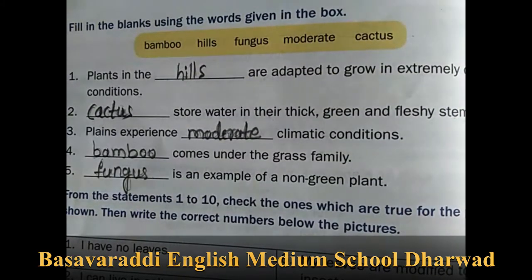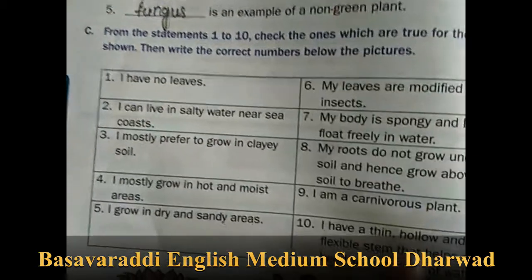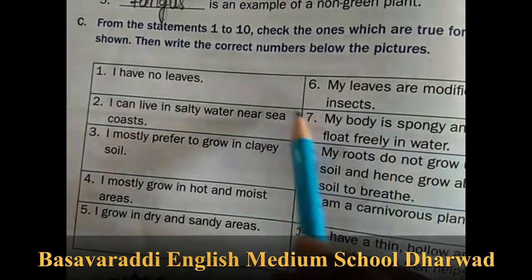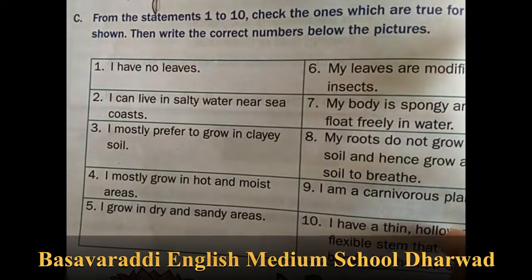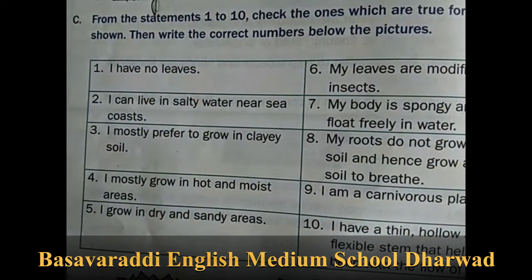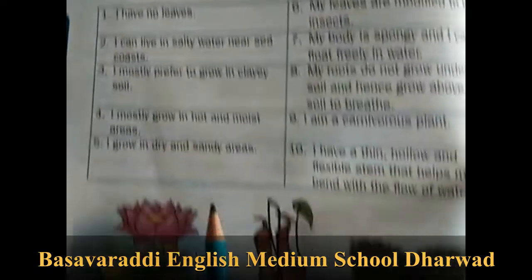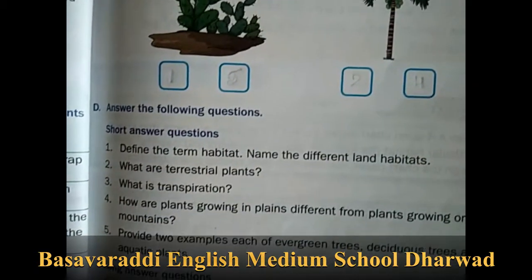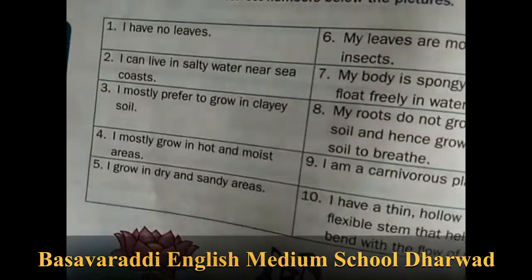Okay, next move to the C question. From the statements 1 to 10, check the ones which are true for the plants shown, then write the correct numbers below the pictures. There are some pictures. We have to choose and write the correct number in the provided box. Now we are doing that one.